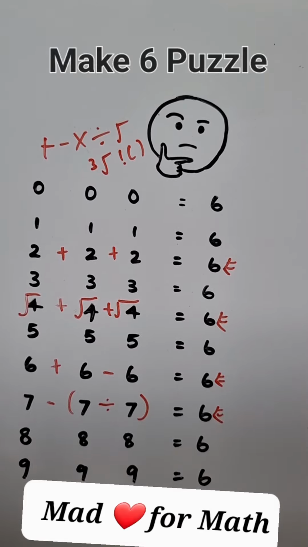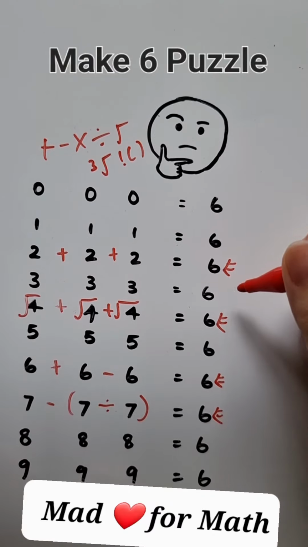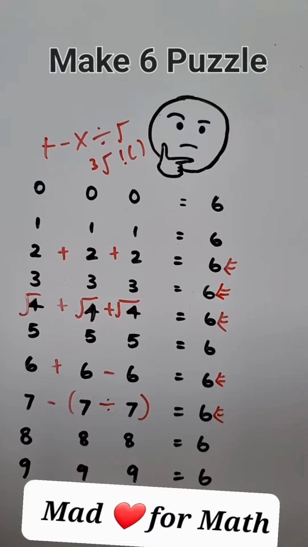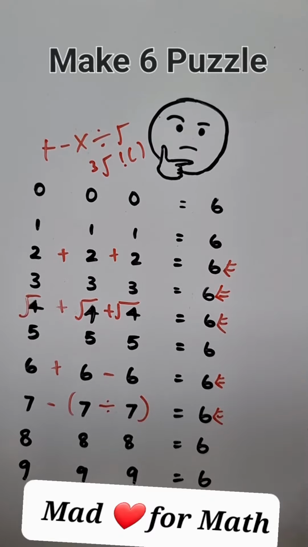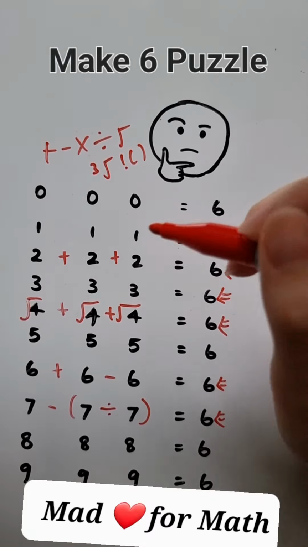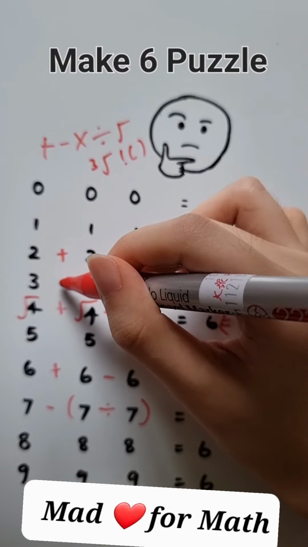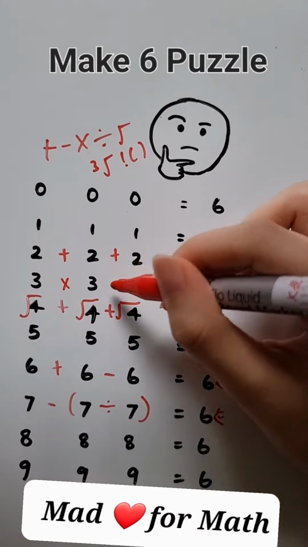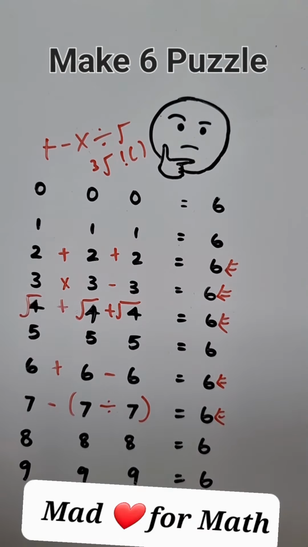So looking at this, there's one other equation that we can do first, which is 3. So for 3, we can take 3 multiplied by 3, which will be 9. Subtract away 3 to get 6.